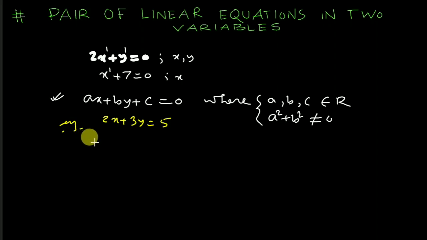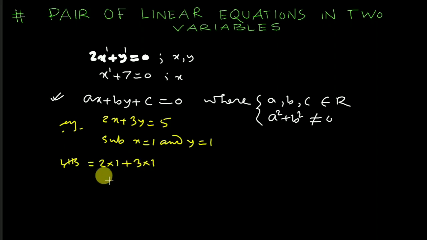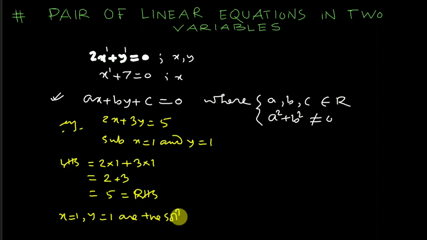Now we want to substitute x is equal to 1 and y is equal to 1. On the LHS, if you put these values, you will get 2 into 1 plus 3 into 1, so this is 2 plus 3, which is equal to 5. And you see that on the RHS there is also 5. So the RHS and LHS are both equal. So you can say that x is equal to 1 and y is equal to 1 are the solutions of the given equation 2x plus 3y is equal to 5.